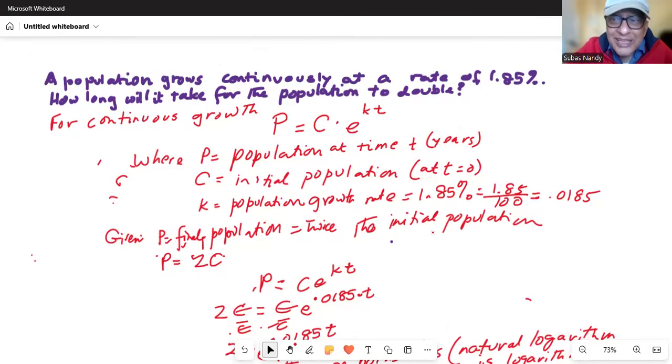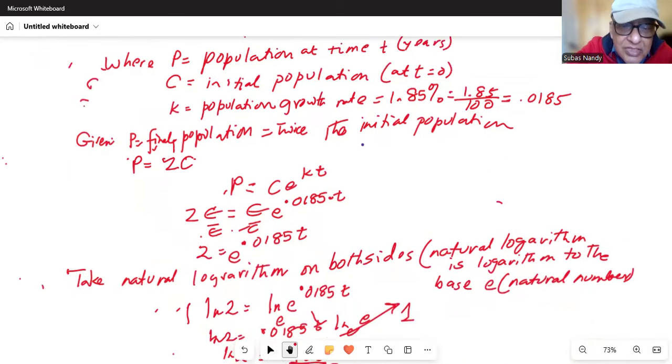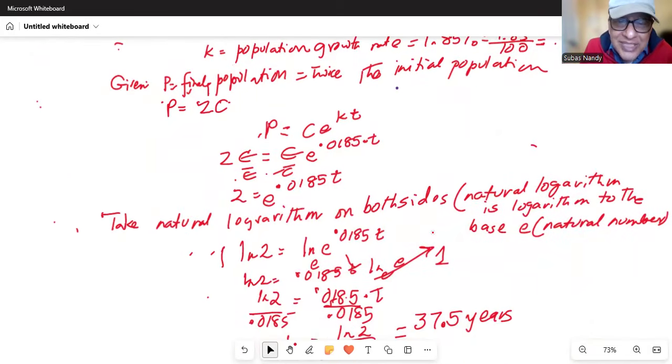1.85% is 1.85 divided by 100. So now, we want to double the initial population. That means finally P, the population at time t, will become 2 times C. 2 times C is equal to C multiplied by e raised to the power of 0.0185 multiplied by t. Now, cancel C on both sides. So 2 is equal to e to the power of 0.0185 t.